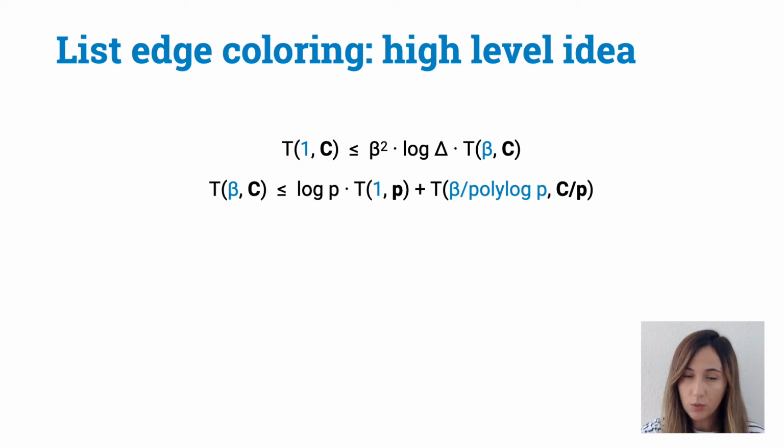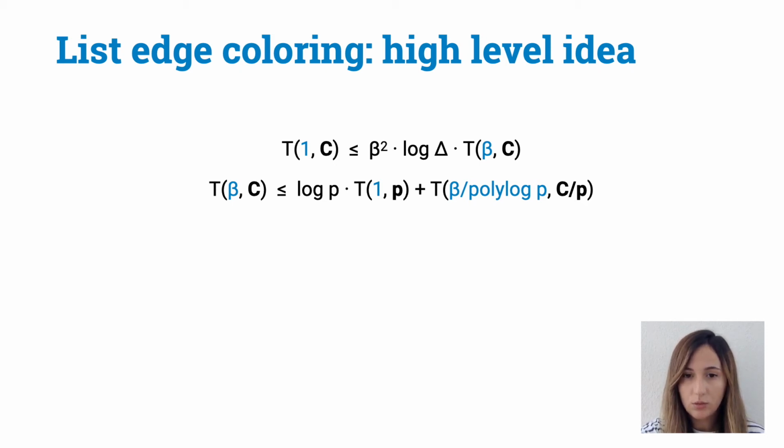We mainly prove two things. The first one is that if we want to solve the hard case where the slack is 1, we can decompose this problem and instead solve many instances with a larger slack. And having a larger slack helps in solving the problem faster because edges have many more choices. In particular, we show that if we have an algorithm that is only able to color the edges if the slack is at least beta, we can sequentially run it beta squared log delta times, and in this way solve the harder case where the slack is 1.